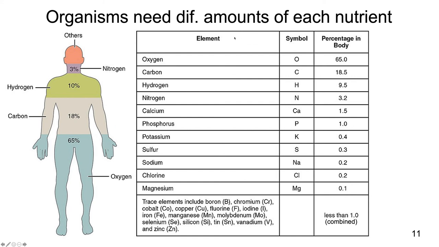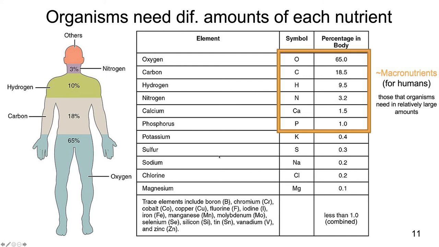And when you break down the actual elements that make us up, and you look at the percentage of our body weight that those represent, you can see the different percentages of these different molecules, including these trace elements down here. So this is, once again, specific just to humans. This will vary according to the different species that you're looking at. But you can break these down into different groups called macronutrients. So for example, oxygen, carbon, hydrogen, nitrogen, calcium, and phosphorus are considered to be macronutrients for humans, or those that organisms need in relatively large amounts.